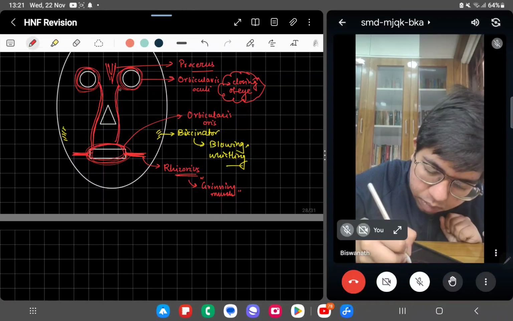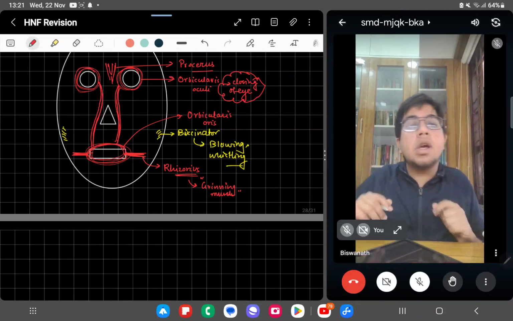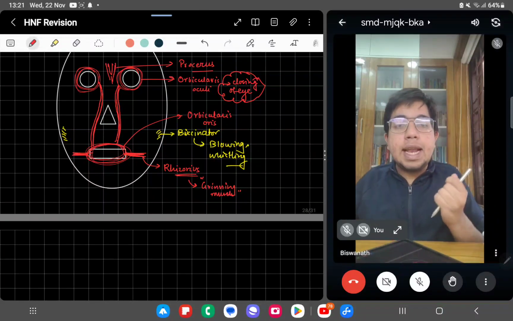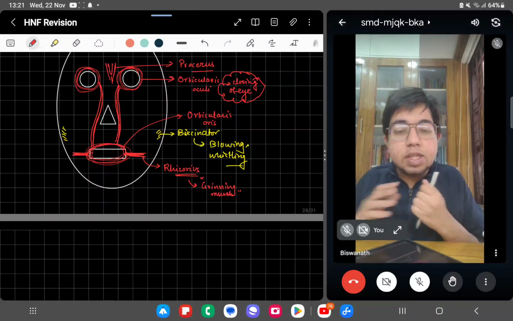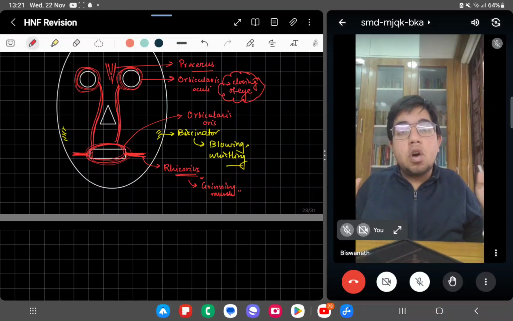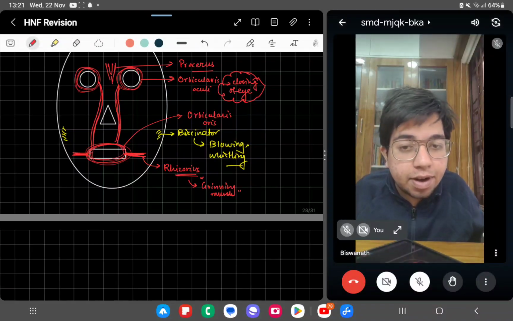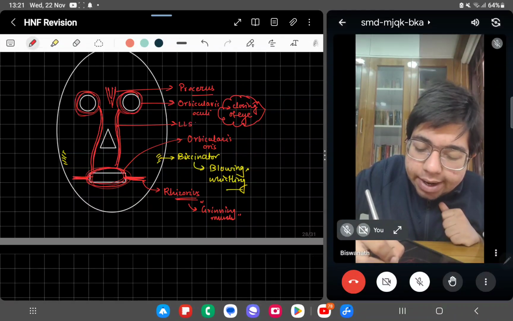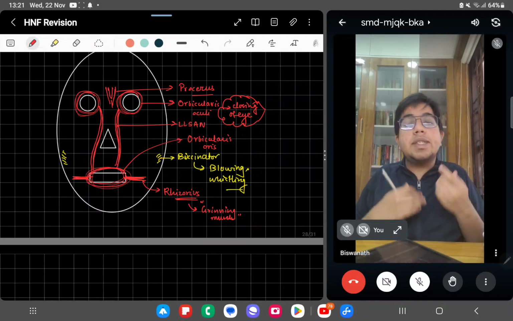This muscle is called the levator labii superioris alaeque nasi. It's a long name, the longest name given to a muscle. Seems interesting. So it is called the LLSAN. I'm just writing LLSAN, levator labii superioris alaeque nasi.